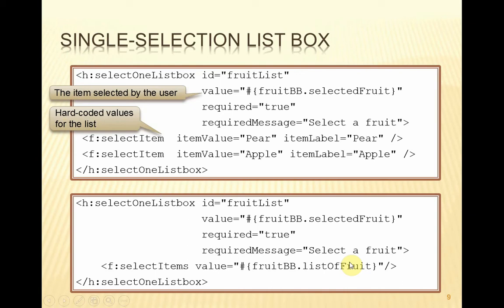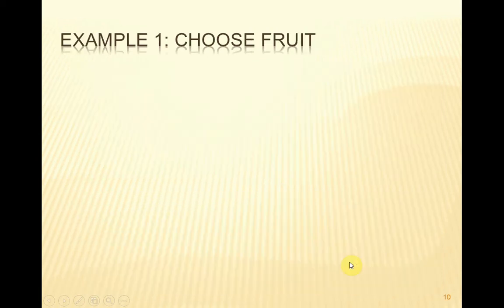That get method could very well go and query the database, extract the information, put the values into an array of select item objects, and then return that array. Then the list box will use that array as the list of values to display. This is the first of 3 examples, all revolving around choosing fruit.